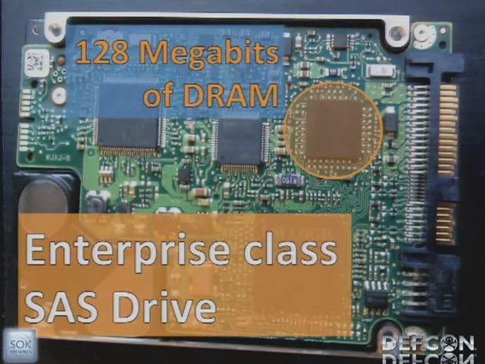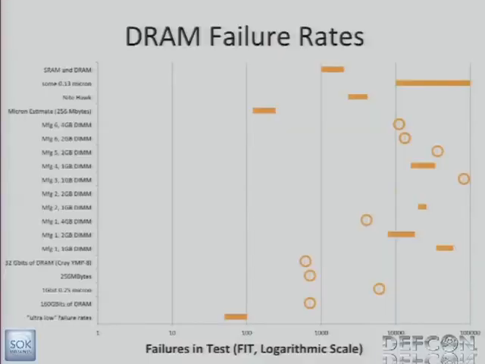Let's look at some DRAM failure rates, now that we've established there's probably a little bit of it in your server somewhere. This slide summarizes 2 different studies, one from Terrazon Semiconductor and one from Schroeder at the University of Toronto in association with some engineers from Google. And the first thing you notice is that the scale varies very widely. This is also a logarithmic scale.